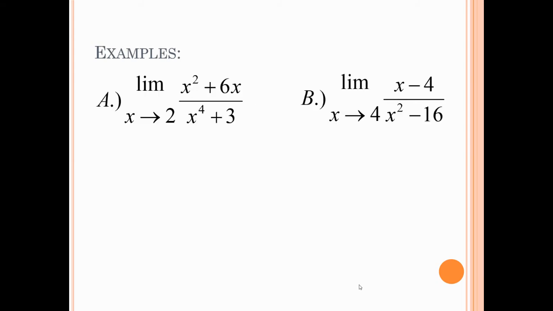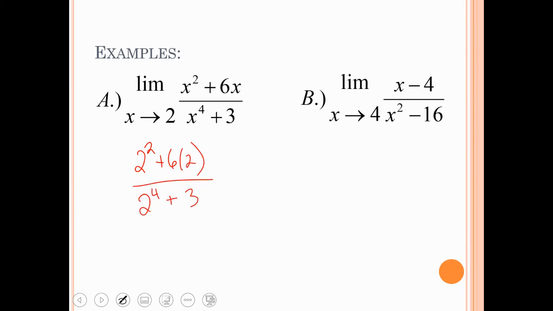For example, looking at these two, on this first one, I plug in... is 2 in the domain? Is there any issue with plugging in 2 into this first function? I don't see any issue with it. We have 2 squared plus 6 times 2 over 2 to the 4th plus 3. So let's see, what does that turn out to be? 4 plus 12, that's 16 on the top. 2 to the 4th is also 16, plus 3 is 19. So that's 16/19.